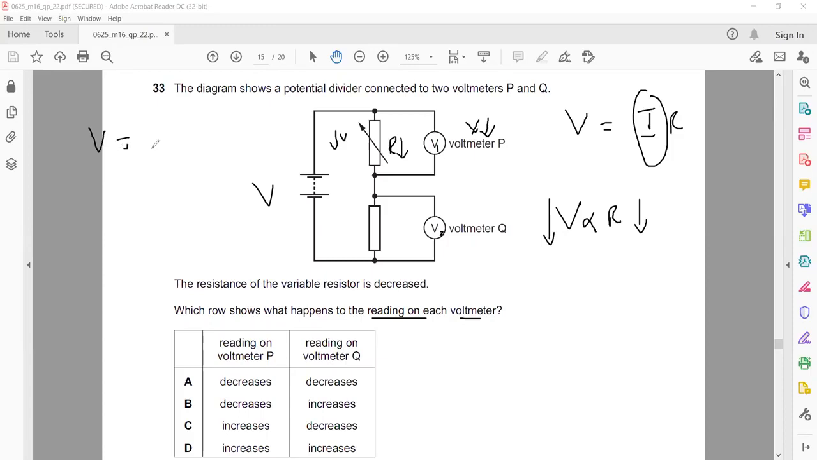So the total voltage is V1 plus V2. So what is happening? If the V1 value is decreasing, the V2 value should increase so that the sum will remain V, or the sum will be the same. So if we reduce the resistance of the variable resistor, there is less voltage drop across the variable resistor, so the voltmeter reading on P will decrease, and in comparison more voltage will drop here. As more voltage drops, the voltmeter reading will increase. That's why B is the right answer for this.